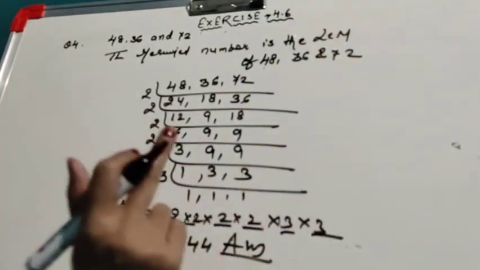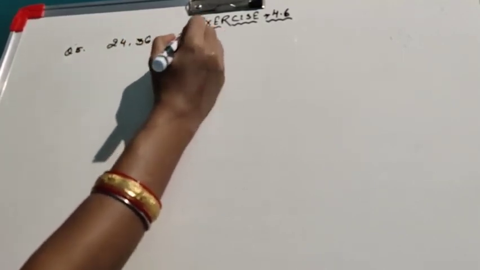Now the next question, question number 5, is given. Find the smallest number which when divided by 24, 36, 54 and 60.